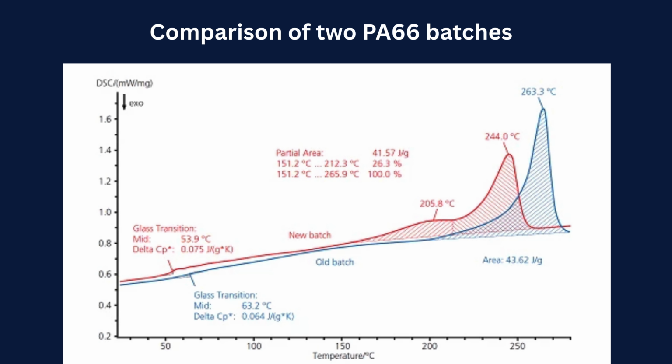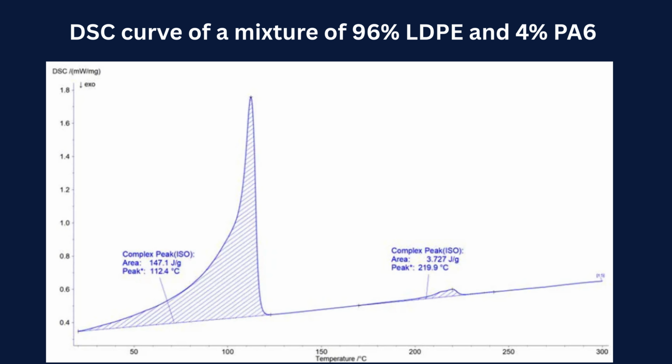Quality control. Manufacturers routinely use DSC to verify polymer grade consistency, batch-to-batch uniformity, crystallinity levels, processing effects, polymer blends, and recycling. DSC helps identify components in polymer mixtures and recyclates. For example, LDPE and polyamide 6 display distinct melting peaks, allowing compositional analysis.